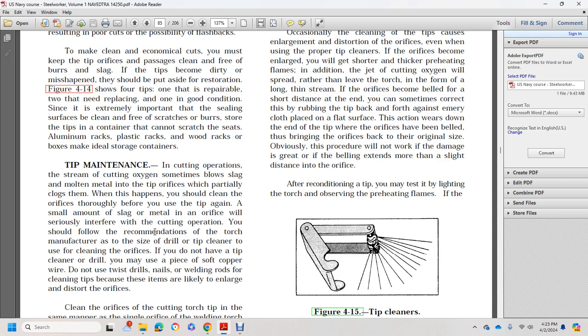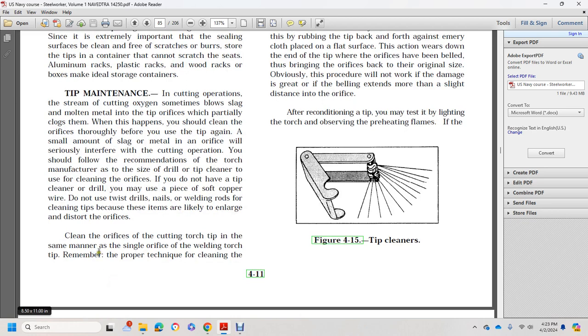You should follow the recommendation of the torch manufacturer and use the drill set with the tip cleaner. Use the drill for cleaning the orifice. If you don't have a tip cleaner or drill, you may use a piece of soft copper wire. Do not use twist drills, nails, or welding rods for cleaning tips, because these items are likely to contain large particles that could distort the orifice. Clean the orifice of a cutting torch tip the same way as a single-orifice welding torch.